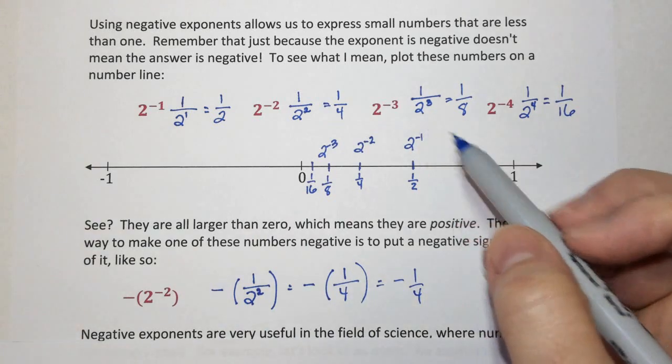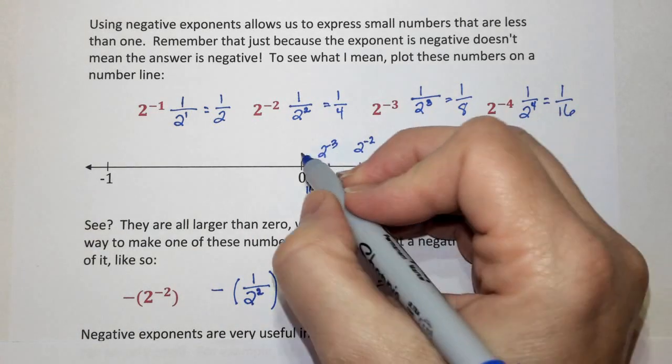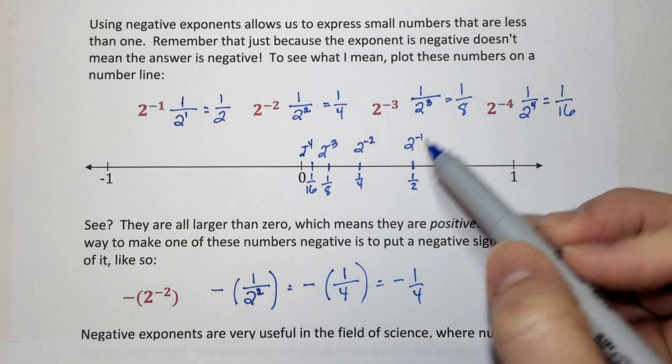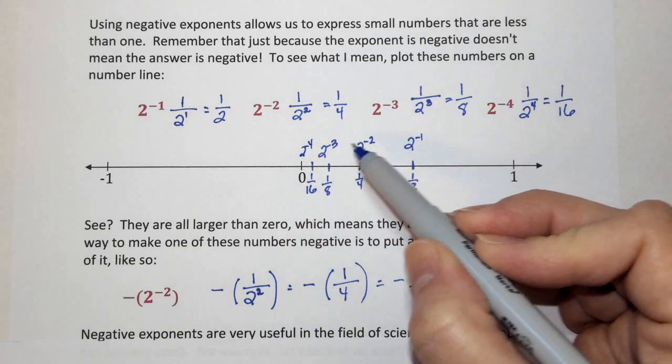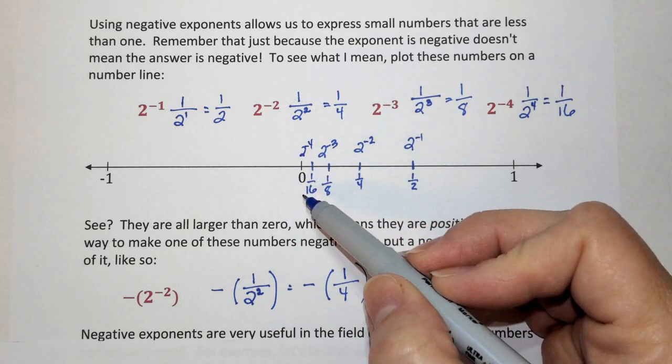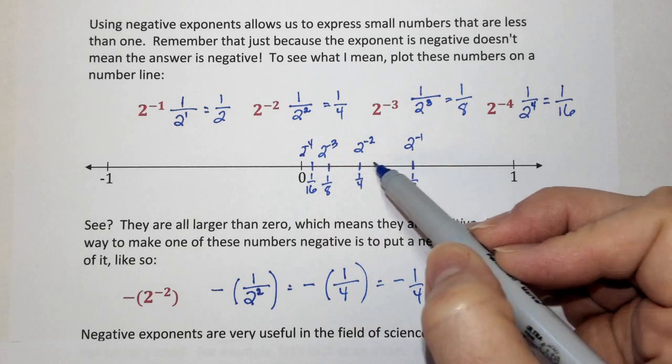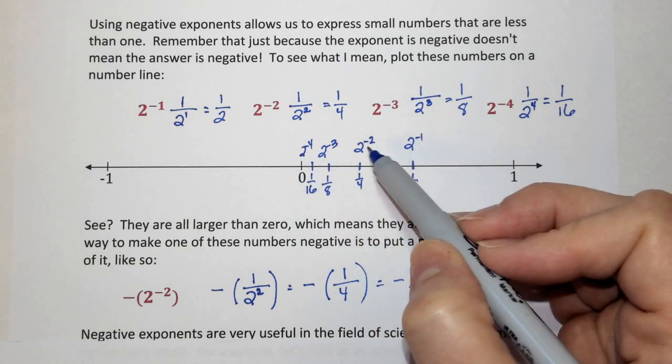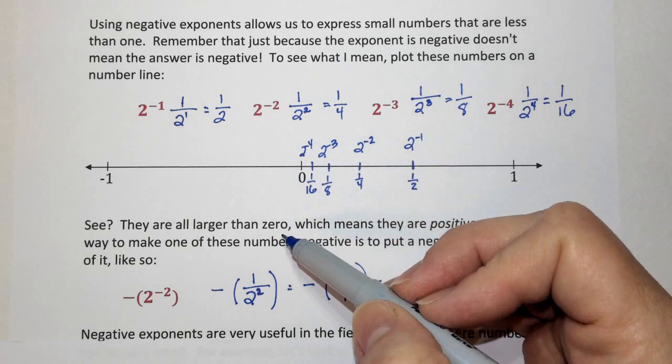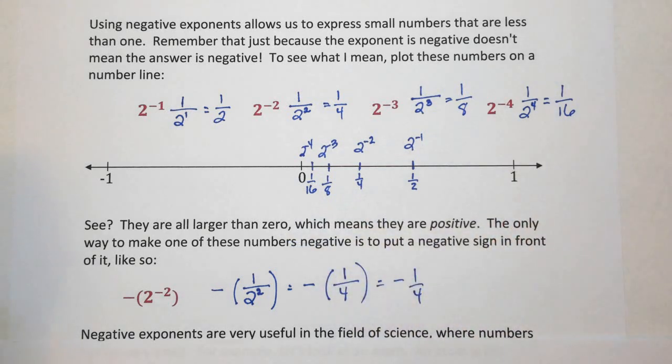One thing I wanted you to notice though, when you look at these here, this would have been 2 to the -4. What do you see happening to the exponent as I get closer to 0? As the number line gets smaller, the negative exponents get larger. So that's something to keep in mind.